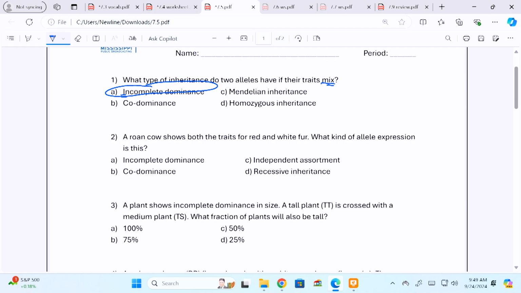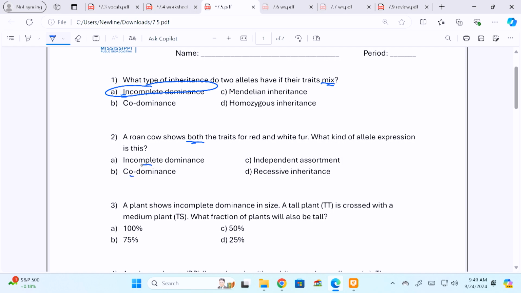So if they're mixing, it's incomplete dominance. Let's look at number 2. Number 2 says a roan cow shows both the traits for red and white fur. What kind of allele expression is this? Because this one says both, this would mean a roan cow is both red and white. It's got red and white fur in it. Because it's saying both, which has a letter O in it, and codominance has a letter O in it.